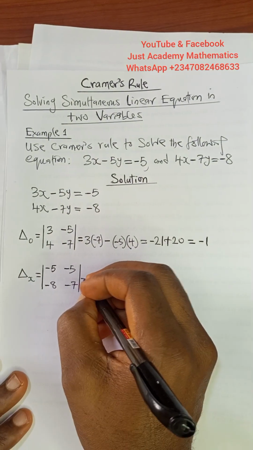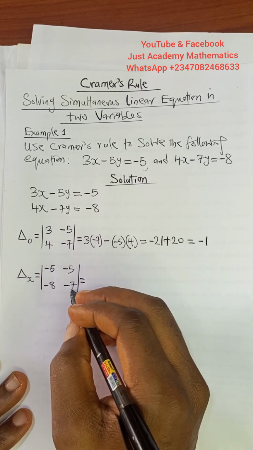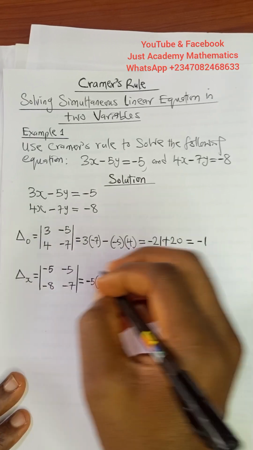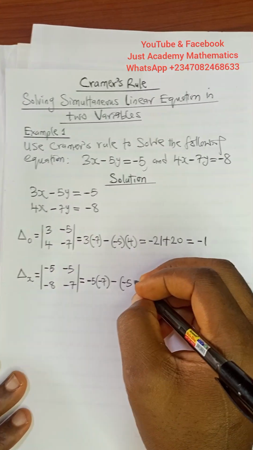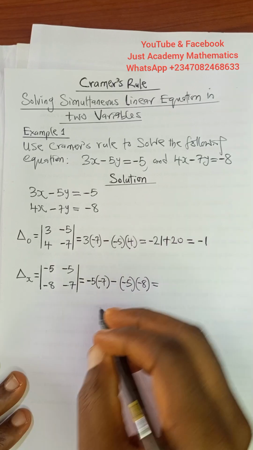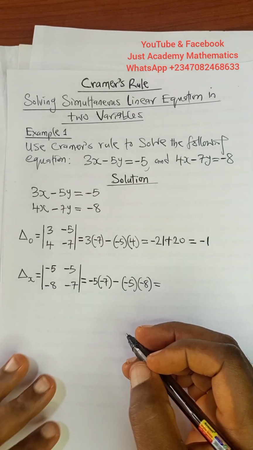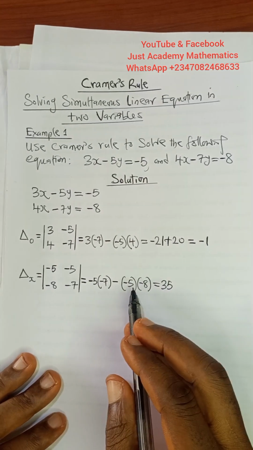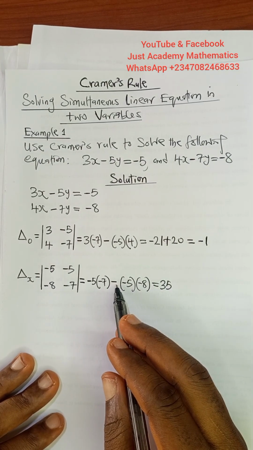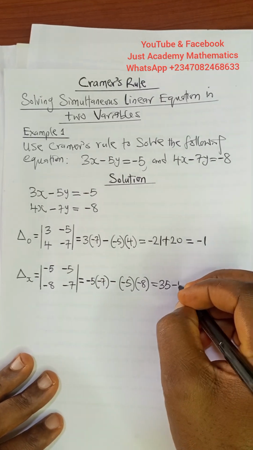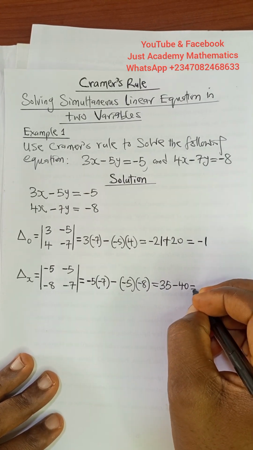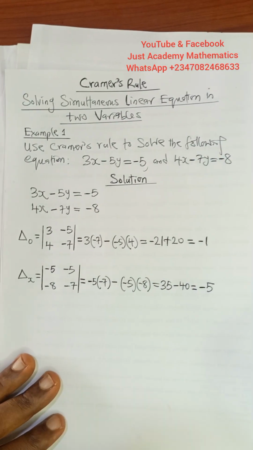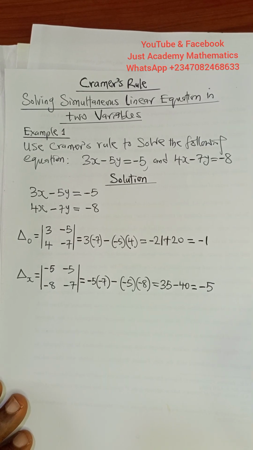Are you following? So we do the same thing. What is the determinant? Minus 5 times minus 7 minus the minus 5 times minus 8. So minus 5 times minus 7 is positive. That is 35, positive. Minus 5 times minus 8: minus times minus is plus, times another minus is minus. So all this is minus 40. So we have 35 minus 40, which is minus 5. So delta x is minus 5.